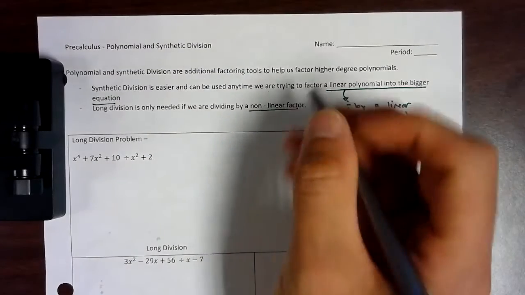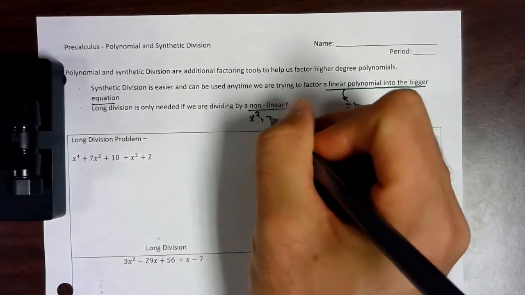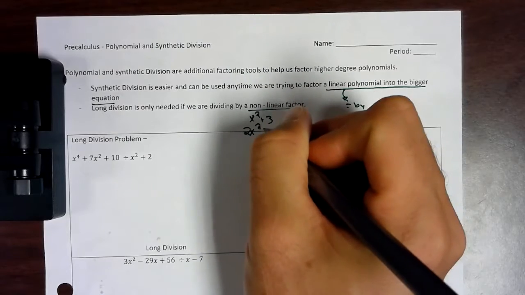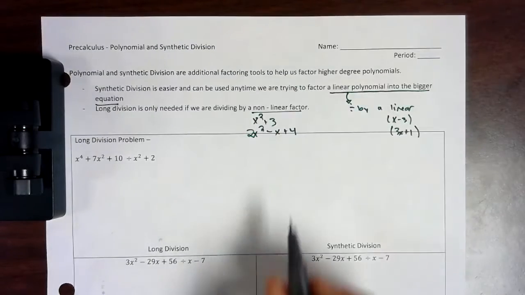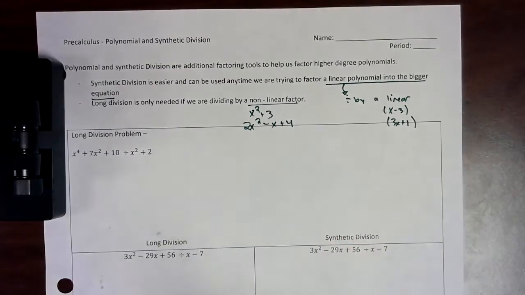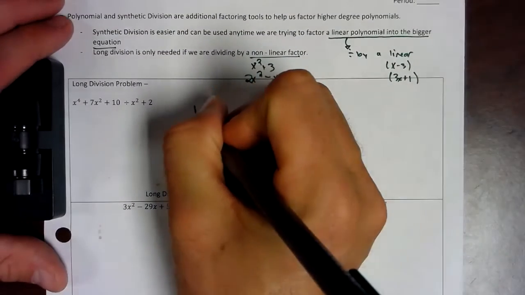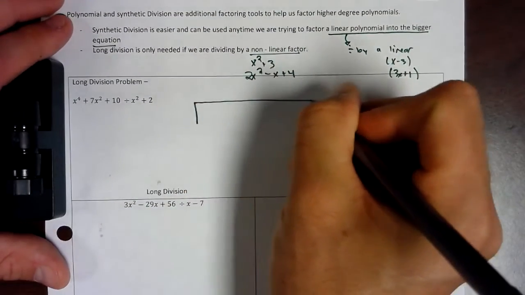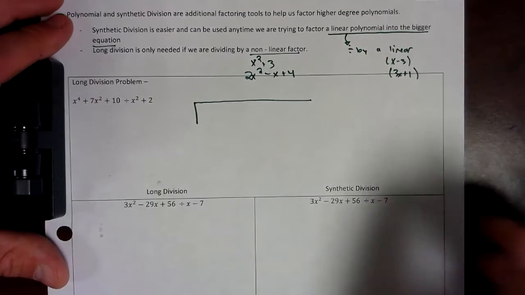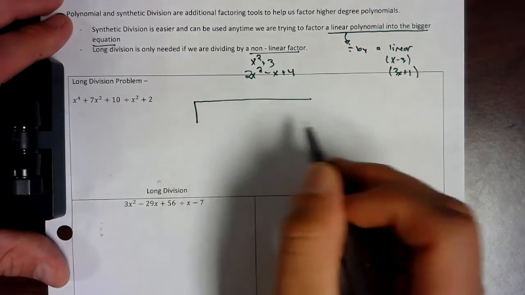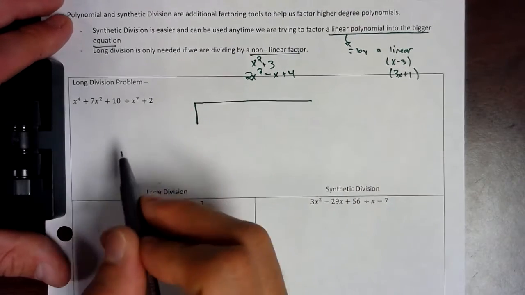So what I mean by nonlinear, that'd be like an x squared plus 3, or a 2x squared minus x plus 4. Okay, anytime we're dividing by these terms, we're going to need long division. So let's talk about long division. Our setup is very similar to how you would do long division with numbers. Underneath this division symbol, we're going to put everything we're dividing by.